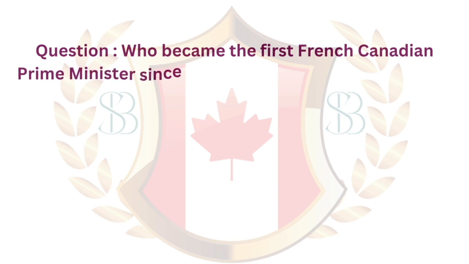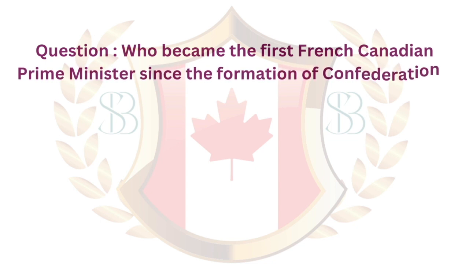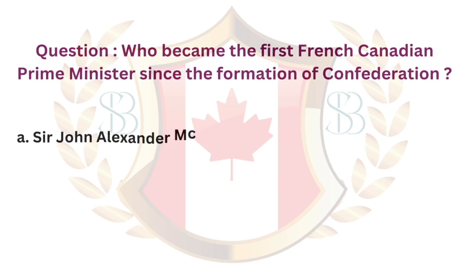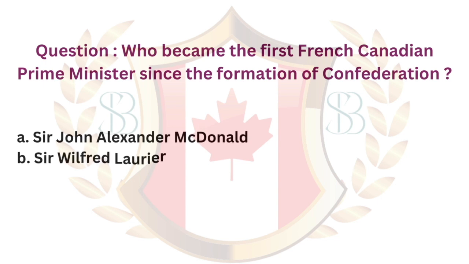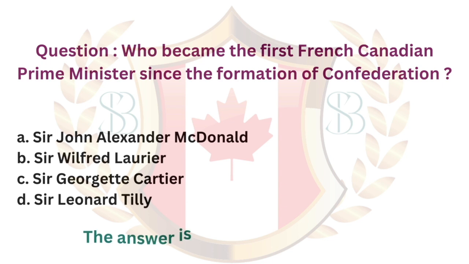Question. Who became the first French-Canadian Prime Minister since the formation of Confederation? A. Sir John Alexander Macdonald. B. Sir Wilfrid Laurier. C. Sir George-Étienne Cartier. D. Sir Leonard Tilley. The answer is B. Sir Wilfrid Laurier.